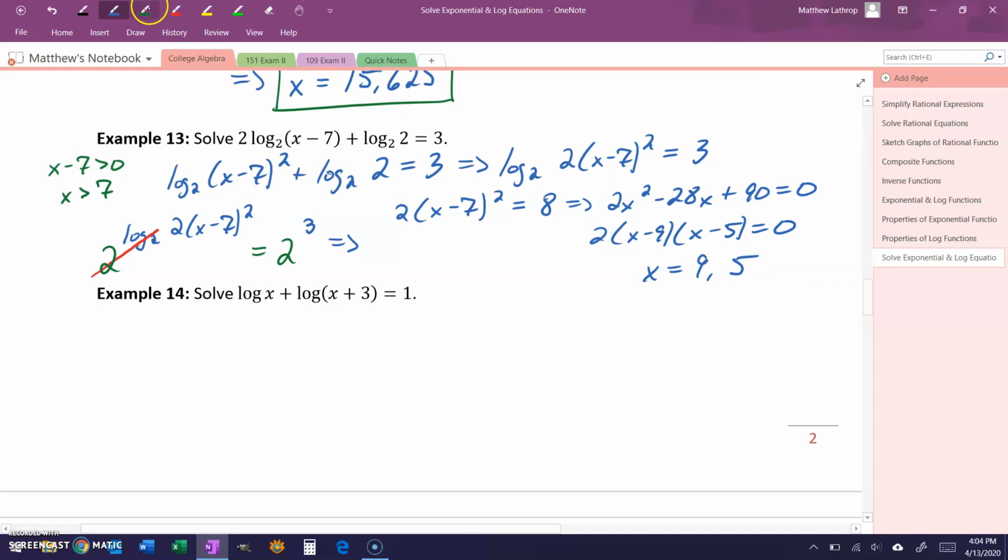We have that domain restriction, though, that tells us x has to be greater than 7, so that value of 5 in this case isn't a valid solution. Even though we came up with two different results for x, only one is within that restriction, so our sole solution in this case would be x equals 9.